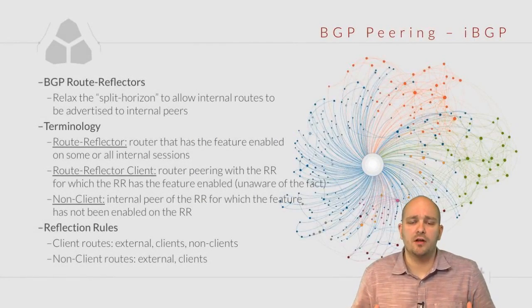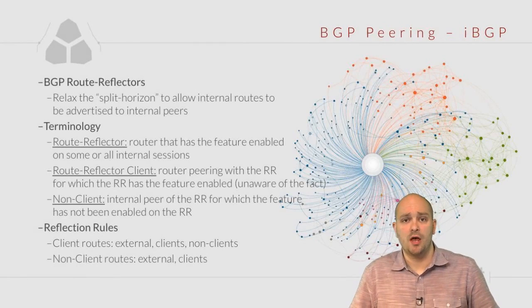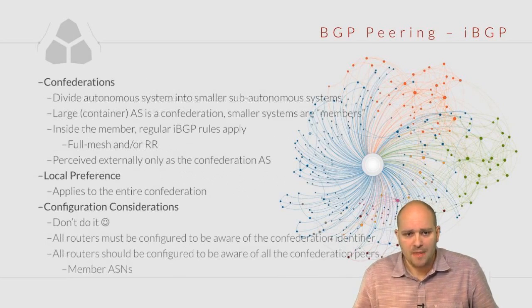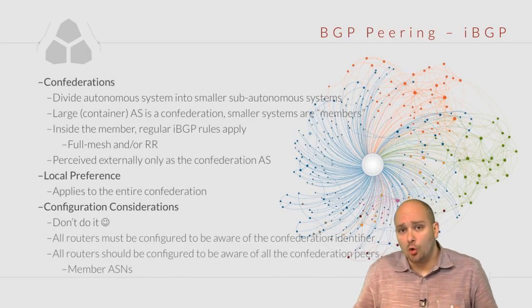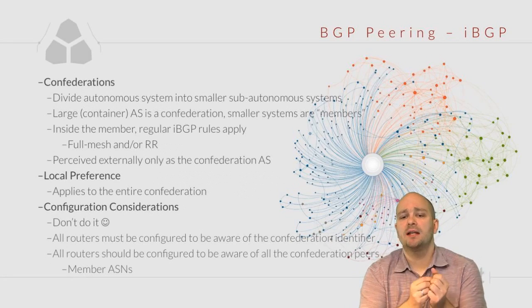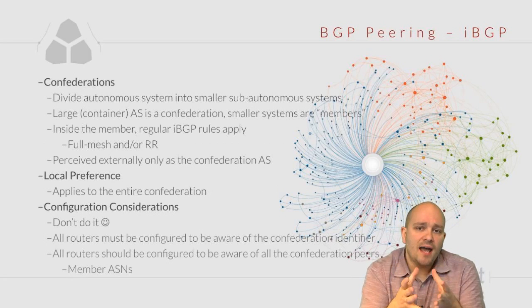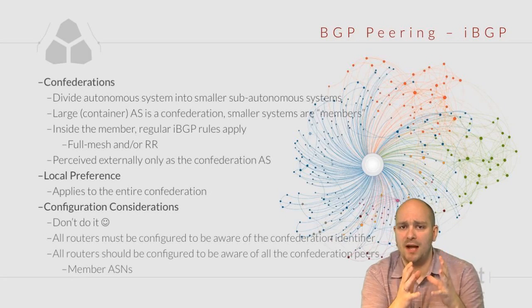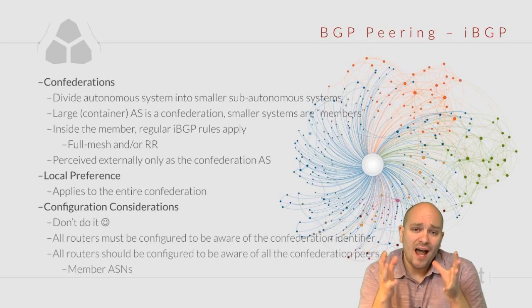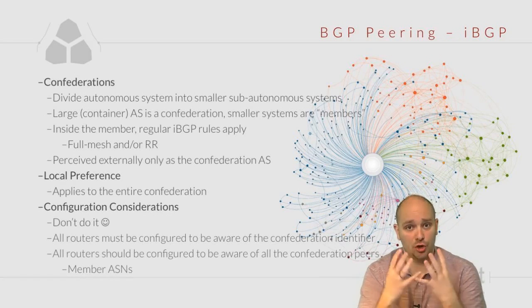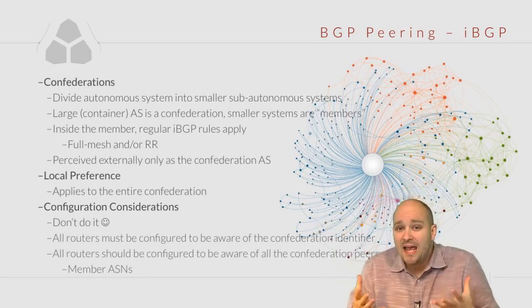Route reflectors are a very, very good scalable solution for scaling the number of peerings that you might have in your autonomous system. But they are not the only one. There is another solution called the confederations, the BGP confederations. The idea behind the confederations is to divide the large autonomous system into smaller, more manageable autonomous systems while still presenting the same coherent view of the internal routing to the outside world.